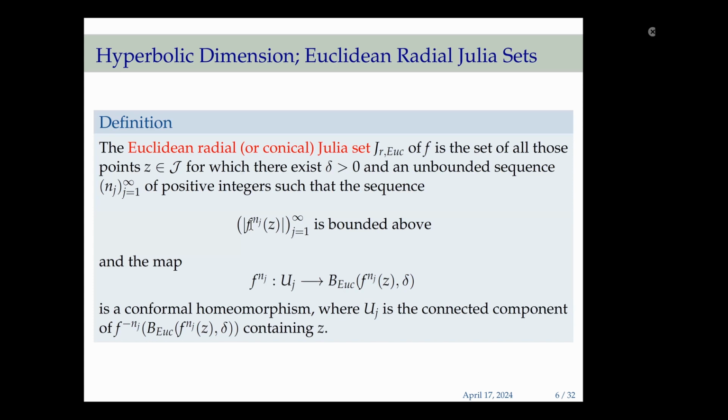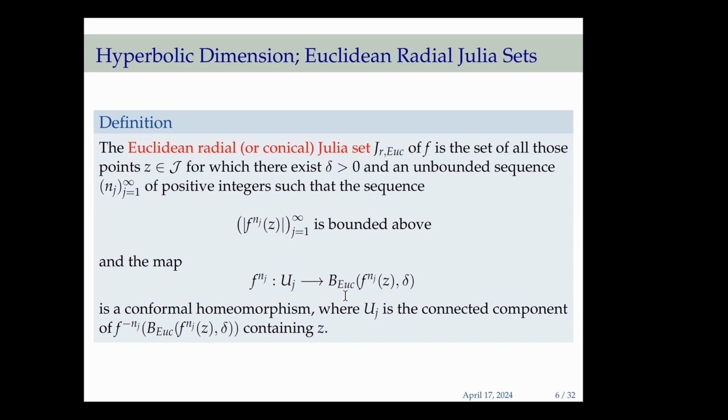So this is one way of looking at this expanding behavior. Another way is to look at the Euclidean radial or conical Julia sets. These are the points whose forward orbits do not escape to infinity, so the moduli stay bounded. Okay, on some subsequence they may go to infinity, but on a subsequence they stay in a bounded region. And if you take the pullbacks, then the inverse branches on these Euclidean balls are well defined, so that this is a conformal homeomorphism.